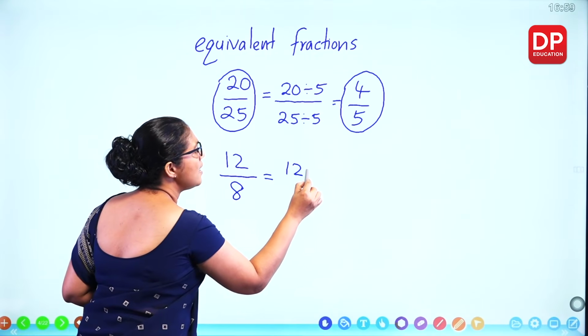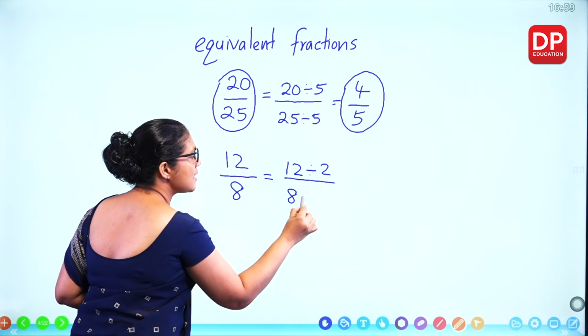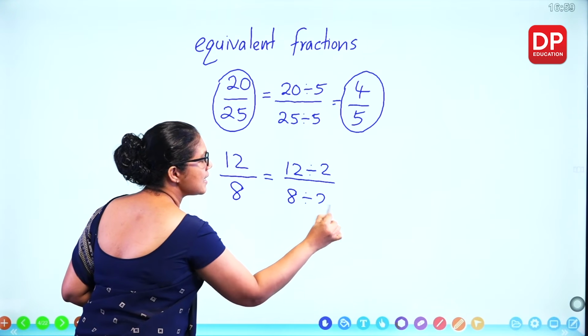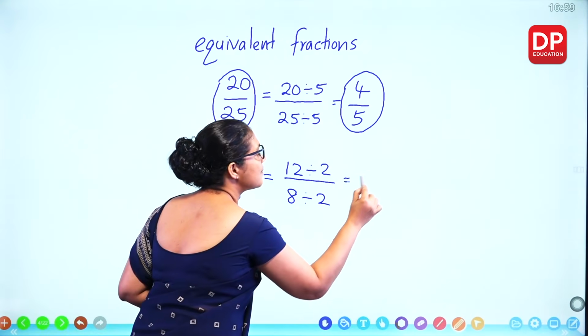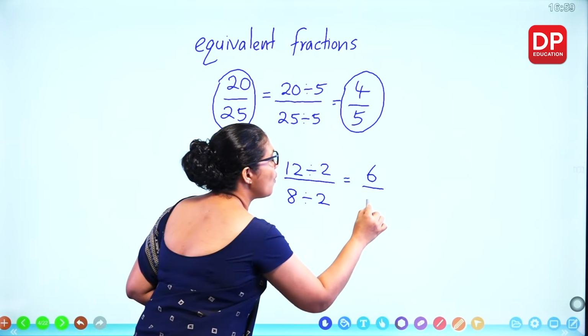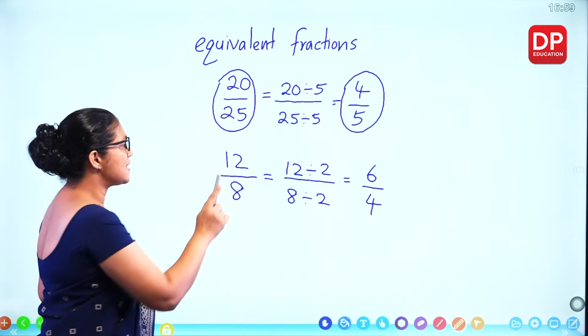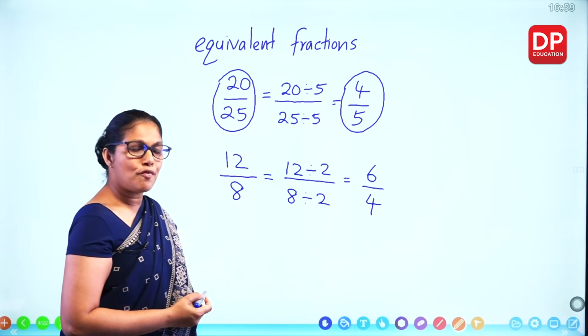I'll take this one, divide this by 2. So I'm doing the same thing to the denominator. What happens? 12 divided by 2 is 6. 8 divided by 2 is 4. So here we can say 12 over 8 is equivalent to 6 over 4.